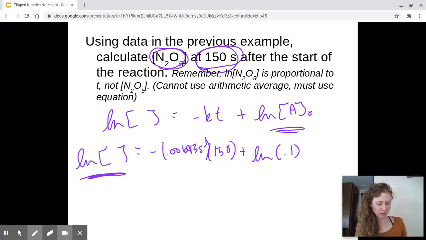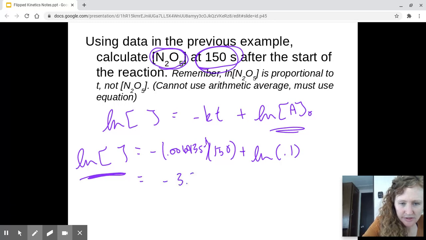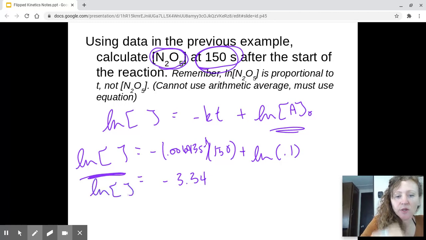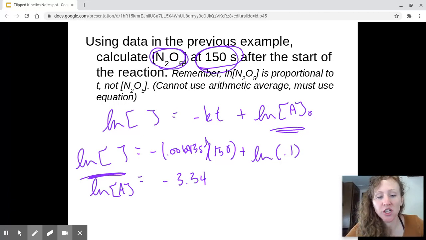Oh, shoot. I don't have a negative button. Okay, wait for it. All right, again, I'm fairly sure this is the answer. This little cell phone makes me put things in a different order. It doesn't make me super comfortable. Okay, so here we are. The natural log of whatever the concentration is, which is what we're looking for, is probably equal to negative 3.34.